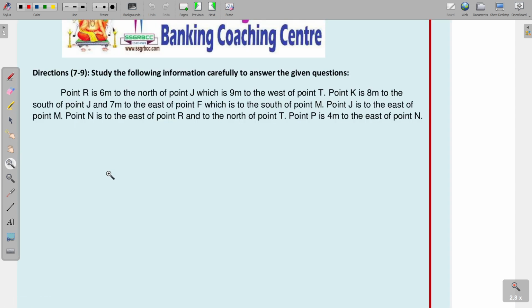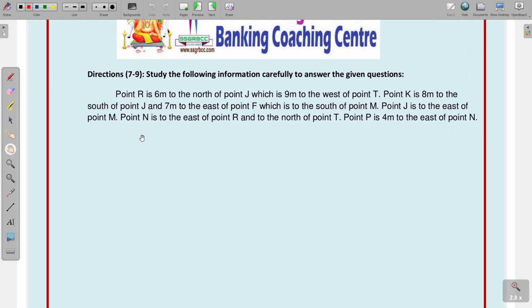Next, a directions based question here. See, R is 6 meters to the north of J. So, R is 6 meters to the north of J, and J is 9 meters to the west of T.